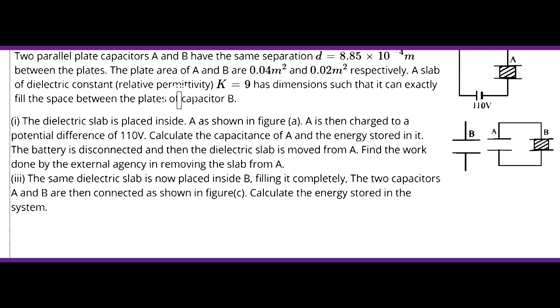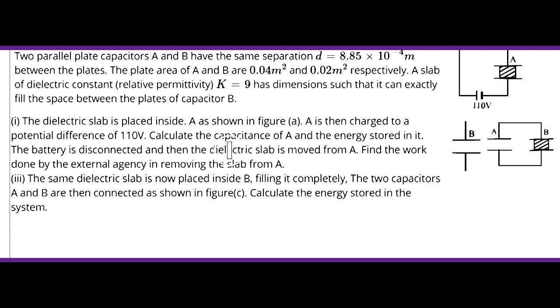A slab of dielectric constant K equal to 9 has dimensions such that it exactly fills the space between the plates of capacitor B. The dielectric slab is placed inside A as shown in the figure. A is then charged to a potential difference of 110 volts. Calculate the capacitance of A and the energy stored in it.